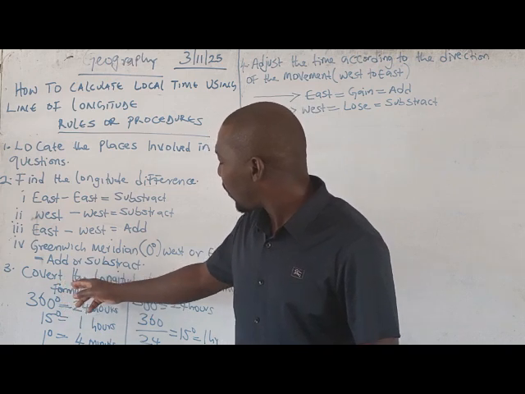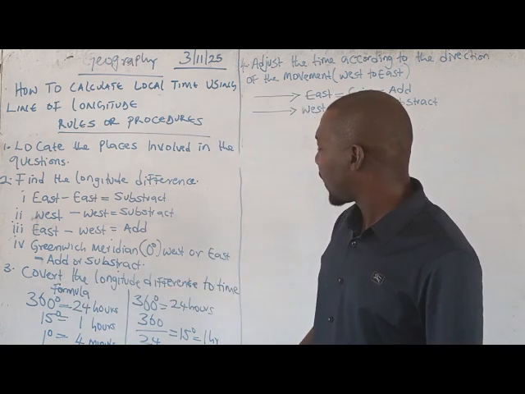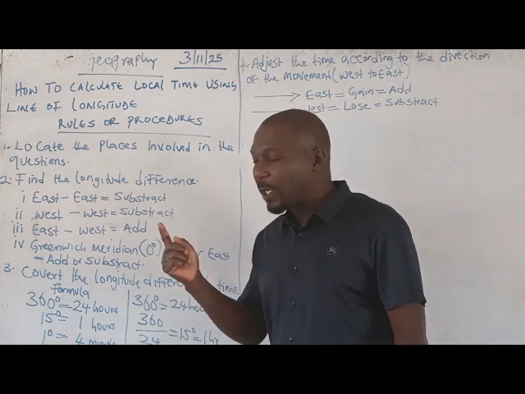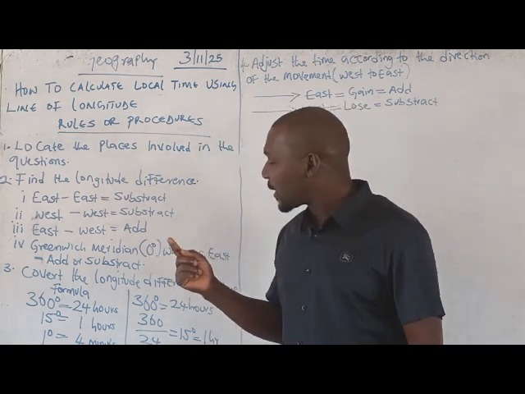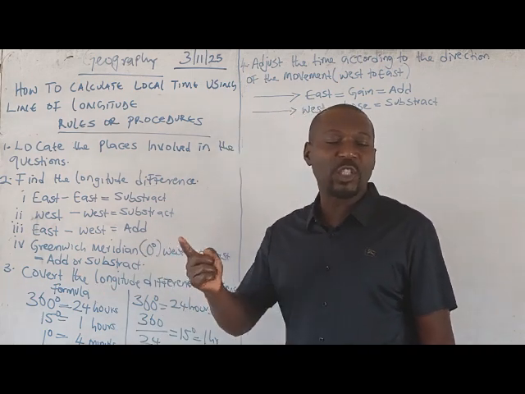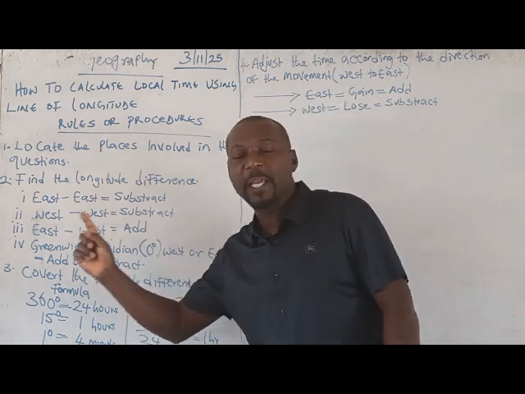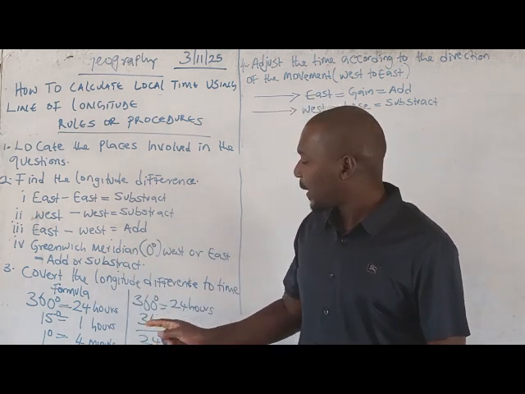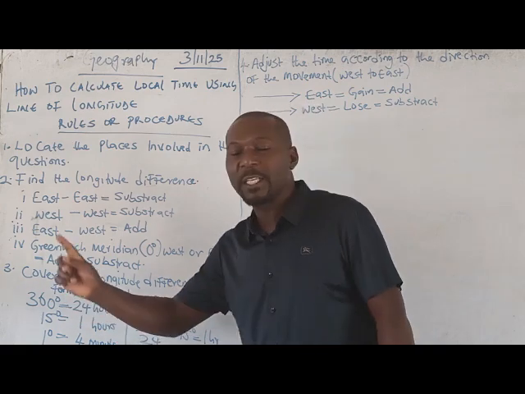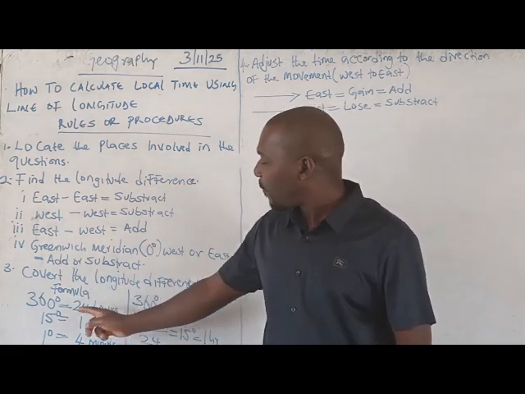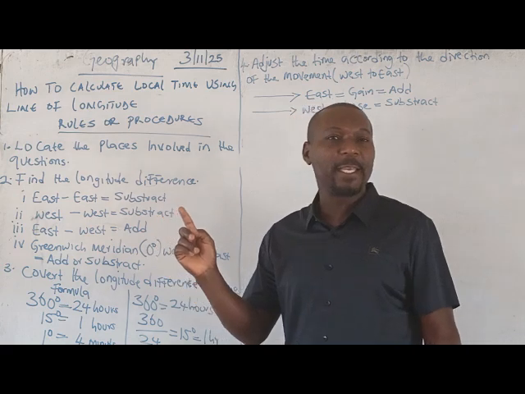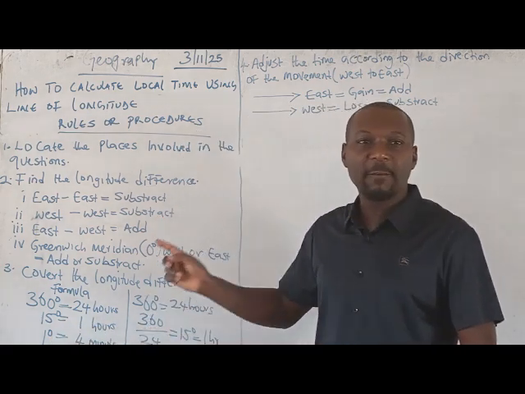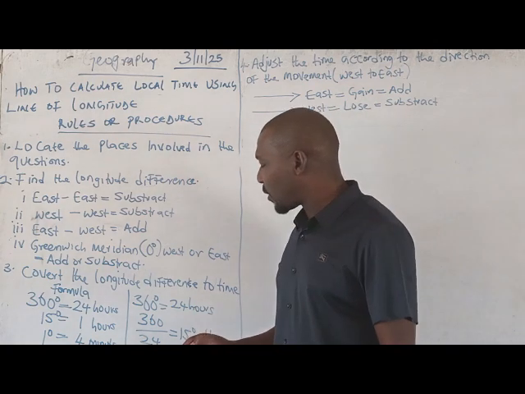Number three now, you have to convert the longitude difference to time. For the formula for converting the longitude difference to time, if you remember, the Earth rotates 360 degrees in every 24 hours, which is one day. It takes 24 hours for the Earth to rotate and come back to where it started its rotation. For every 15 degrees, it's 1 hour. For every 1 degree, it is 4 minutes.